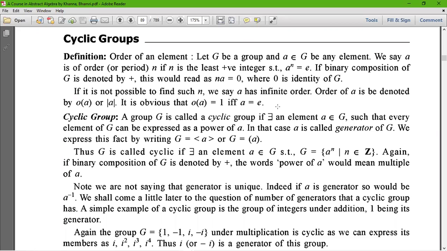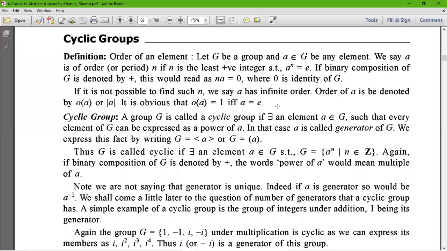Before studying the cyclic group, we already learned the order of a group. The order of a group is nothing but the number of elements in a finite group. The number of elements in a finite group is said to be the order of a group.